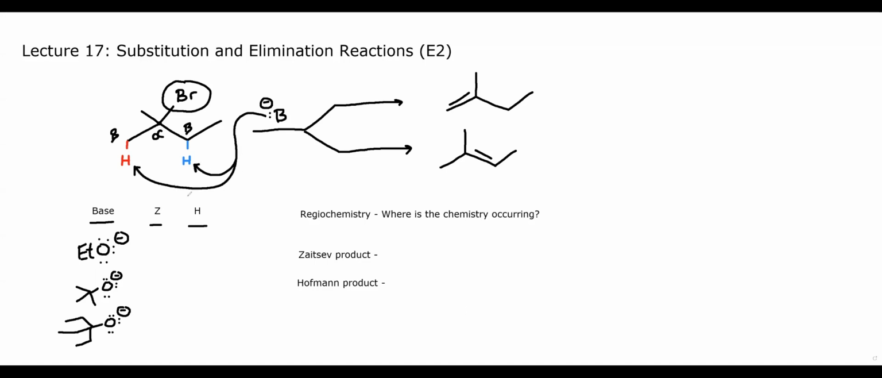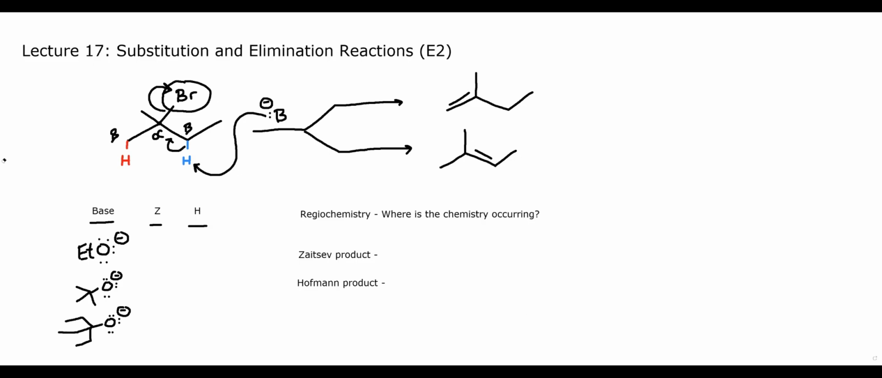And then we are going to continue the mechanism just with this blue one here, bring down the electrons to form the double bond, and we'll kick off that leaving group. Okay. So that would be the mechanism for that one. I'll erase the red arrow here just for clarity.